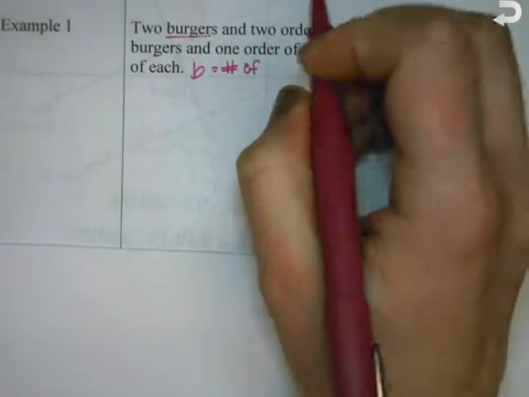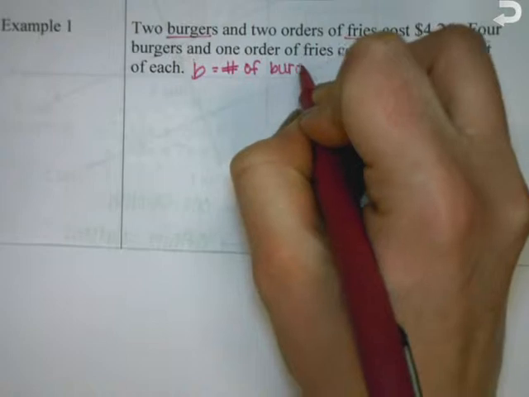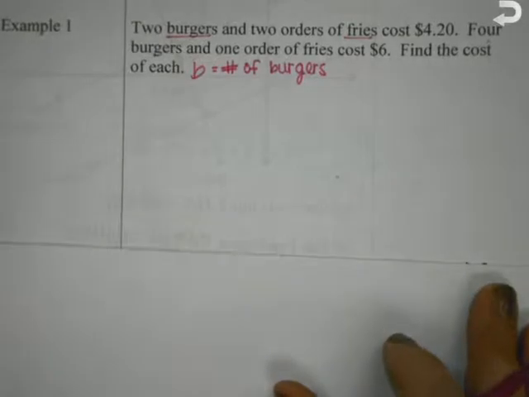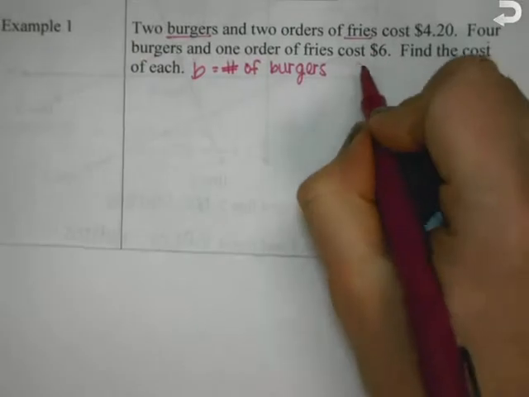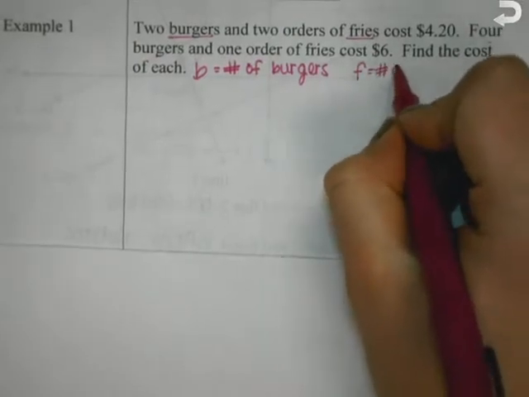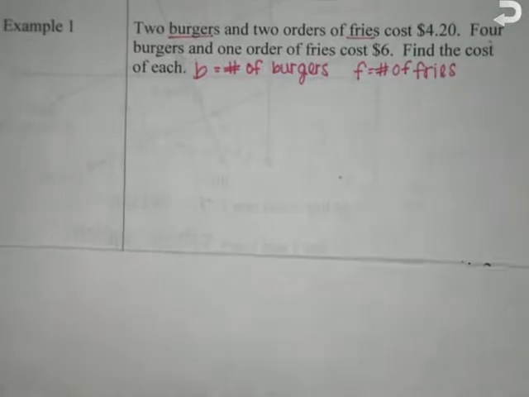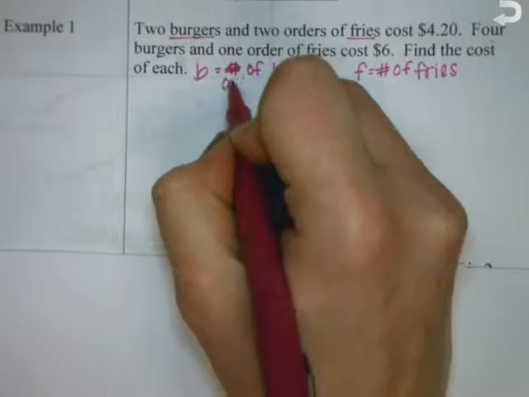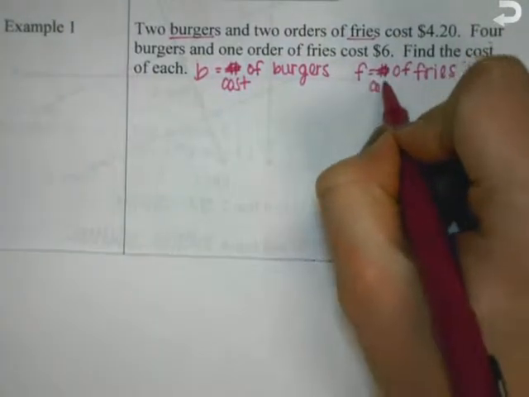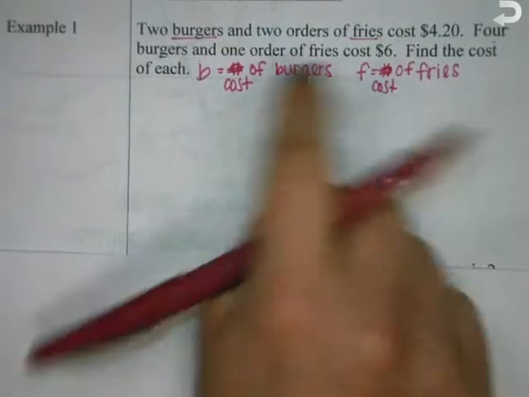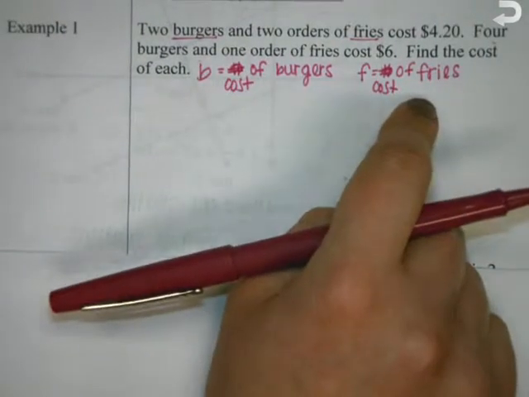So we actually have to write that. So B equals number of burgers. And what do you want number of fries to be? How about F? F equals number of fries. Oh no, it's not number, it's cost. I'm sorry. Cost. Notice how the question asks you find the cost of each. So we're actually given everything in cost. I'm so sorry. It's not number, it's cost.